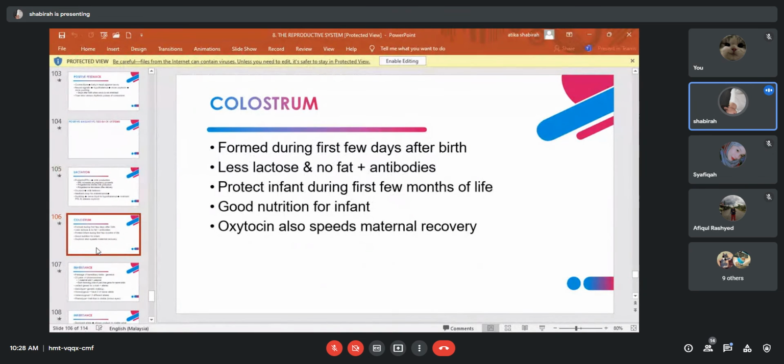Colostrum, they form during first few days after birth, and they have less lactose and no fat, plus antibodies. So colostrum ni dia the first secretion from the mammary glands after giving birth, and very rich in antibodies. And adanya colostrum ni untuk baby fight disease and also promote growth for the infant lah. So after lahir benda ni akan ada lah colostrum ni untuk baby fight macam demam ke apa ke.